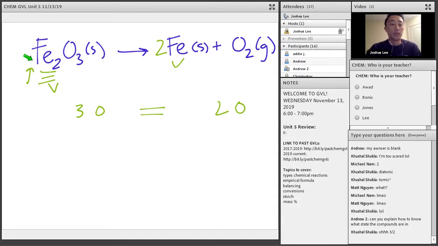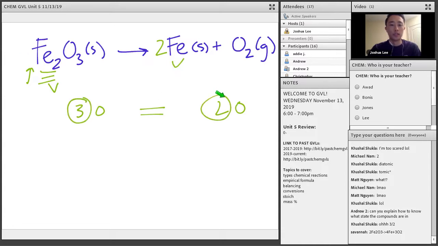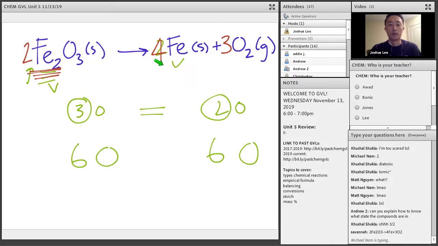The fraction method, or let's go with the least common multiple method. Least common multiple between a 3 and a 2 is 6. So that means you eventually want 6 oxygens on both sides. To get 6 oxygens on both sides, you need to put a 3 here. That gets you 6. And you need to put a 2 here. But that changes your iron now. So now you have to change that 2 to a 4.